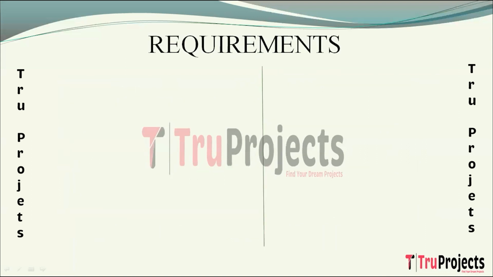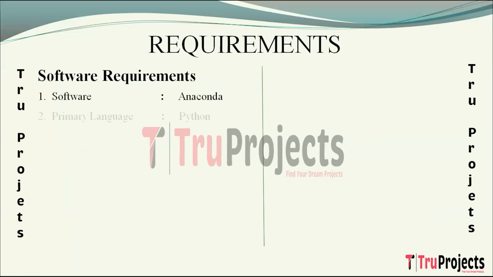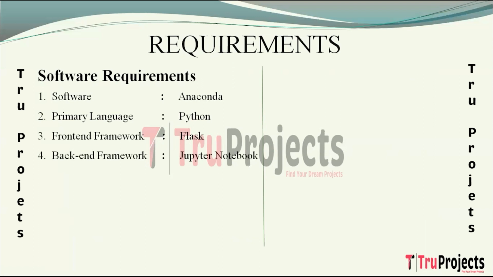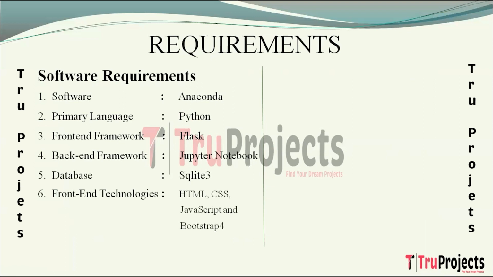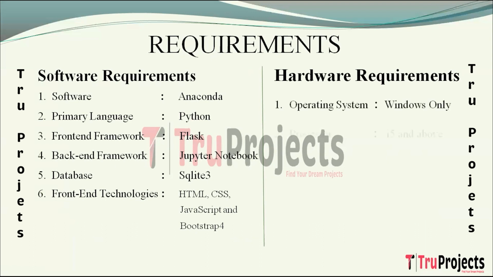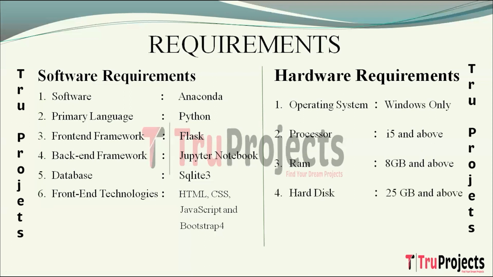Requirements needed to execute this project are software requirements. Software needed is Anaconda. Primary language used is Python. Front-end framework used is Flask. Back-end framework used is Jupyter Notebook. Database used is SQLite 3. And front-end technologies used are HTML, CSS, JavaScript, and Bootstrap 4. Hardware requirements needed are operating system of Windows, processor of i5 and above, RAM of 8GB and above, and hard disk of 25GB and above.